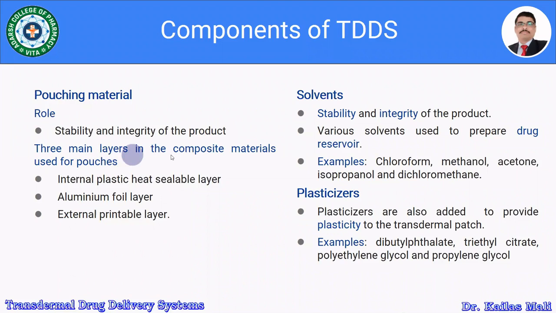There are three main layers in the composite material used for the pouches. The very first one is the internal plastic heat sealable layer. The second layer is the aluminum foil layer, and then the external printable layer. So this is about the pouching material. Its role is to maintain the stability and integrity of the product. The three main layers are the internal plastic heat sealable layer, aluminum foil layer, and external printable layer.